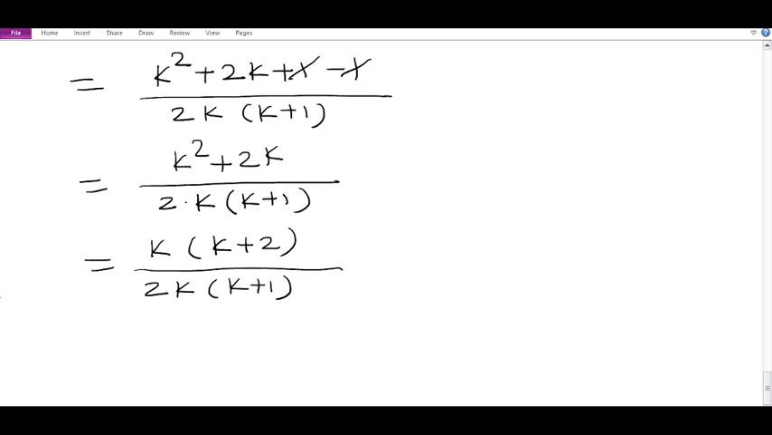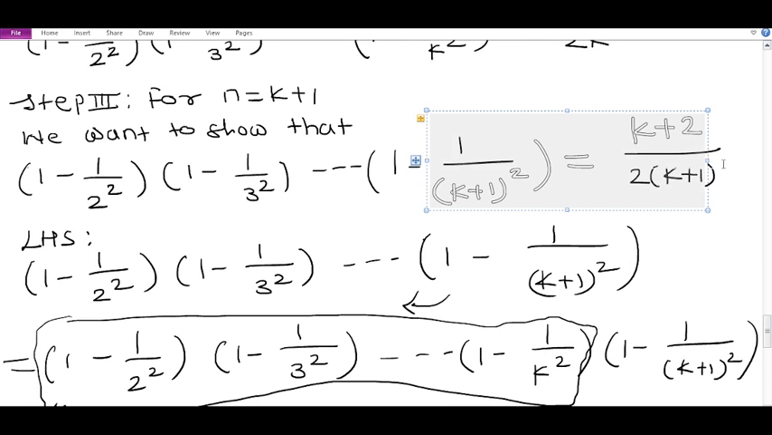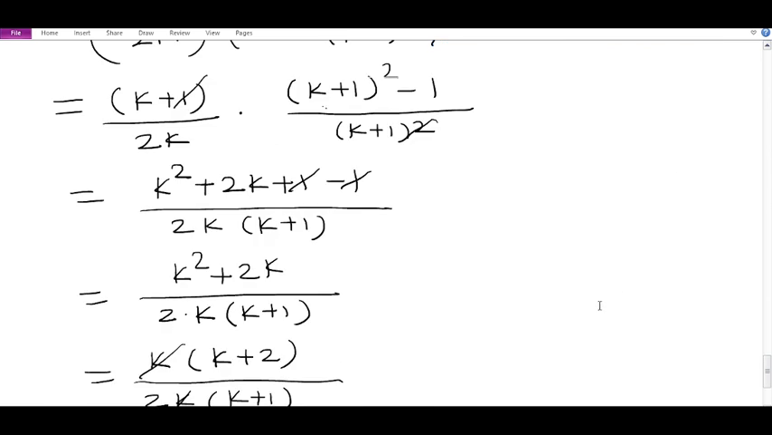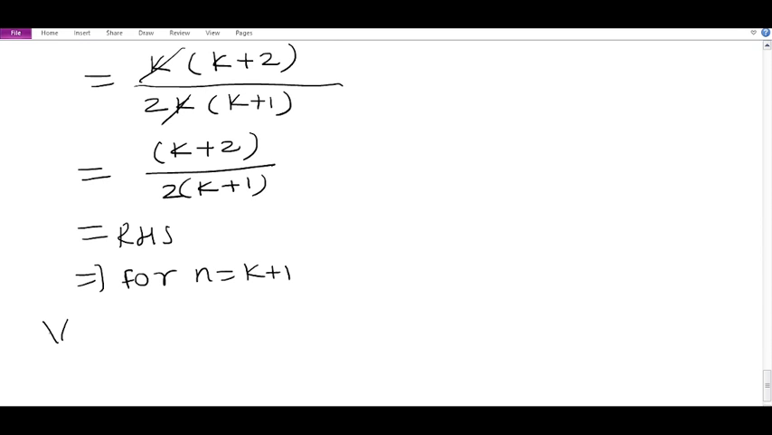Now cancel this k from the numerator and denominator, we get k plus 2 divided by 2 times k plus 1. Check whether it is, yes, this is what the RHS is: k plus 2 divided by 2 times k plus 1. So this is equal to the RHS, and hence the result is true for n equal to k plus 1. Hence by using mathematical induction, the result is true for every n belonging to Z plus.